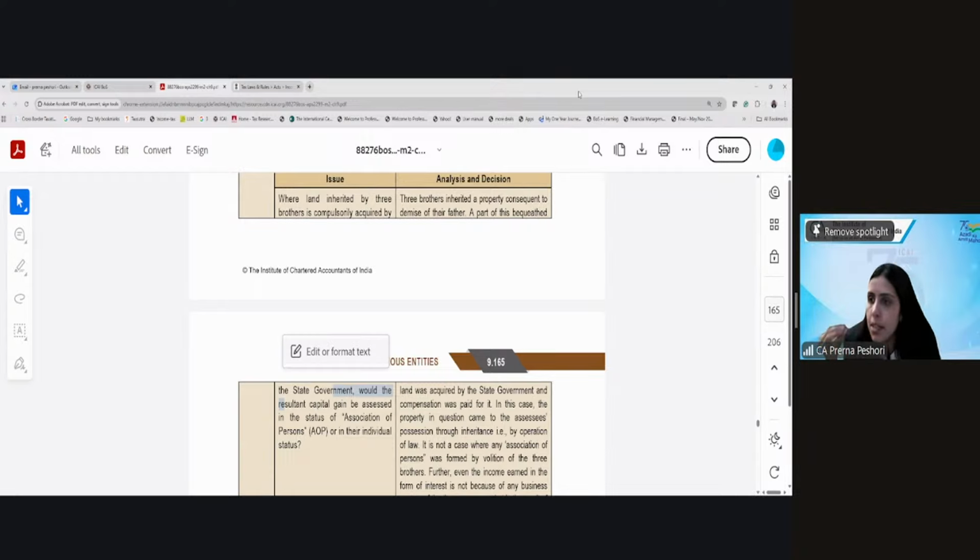The government compulsorily acquired the land. These were inherited by these three people. So this is not AOP. This is going to be taxed in their individual hands. Fine?